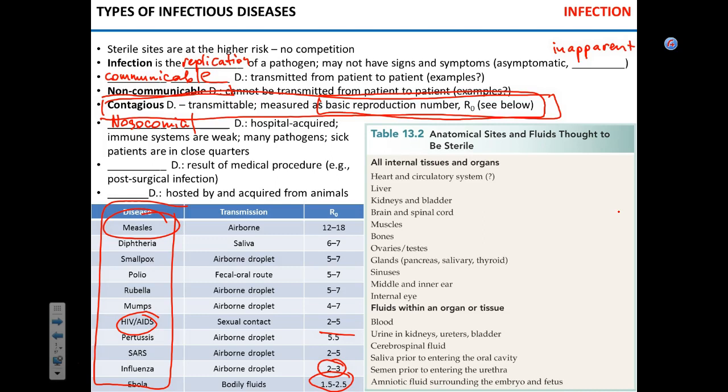Another interesting term that you have to know is iatrogenic. Iatrogenic infection is the result of a medical procedure. So, for example, a person gets... I don't know, do you need a spelling? Sure. I-A-T-R-O-G-E-N-I-C. Okay, iatrogenic infection, the result of a medical procedure.